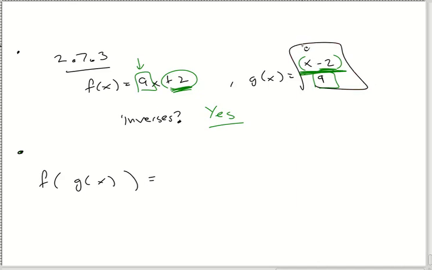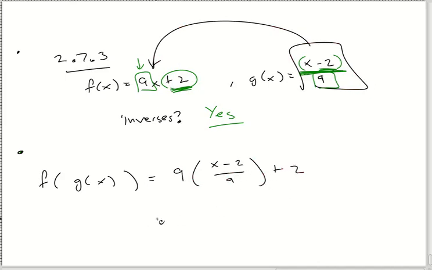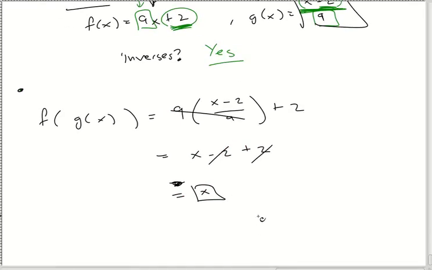So I'm going to take this and I'm going to plug it in right there. So I got 9 times x minus 2 over 9, and then plus 2. And I want to simplify this and see what I get. Well, the 9's cancel. The 2's cancel, leaving me with just x. That's it, just x. And so this is an indicator that, yes, they are inverses.